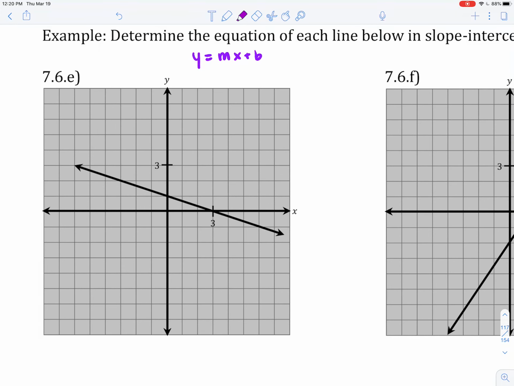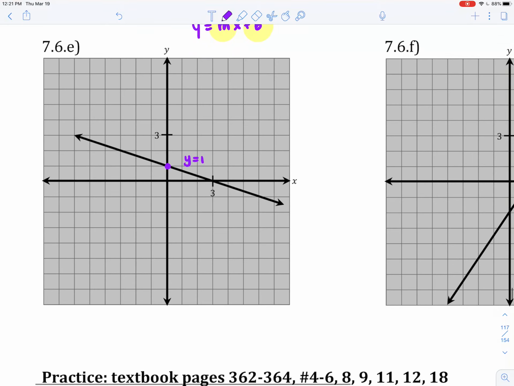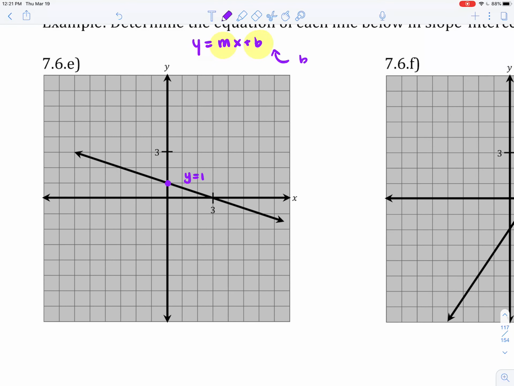All right, so keep in mind here that we have our slope-intercept form that we're using. So that is our equation. We need to find our slope and our y-intercept in order to complete the equation of the line. Taking a peek at our example, the first thing I like to do is find my y-intercept first. The order really doesn't matter, but you do you. And here we have it. That is our y-intercept, and that occurs when y is equal to 1. So our b value is going to be equal to 1 because b represents the y-intercept.